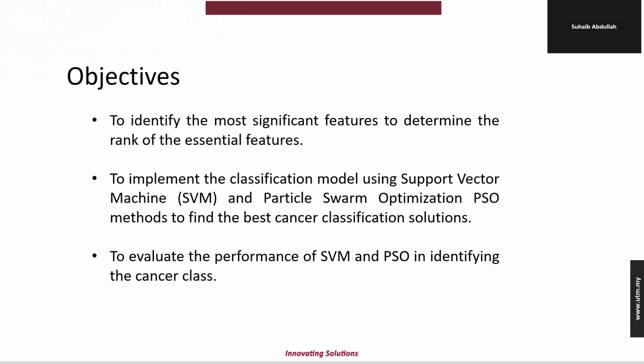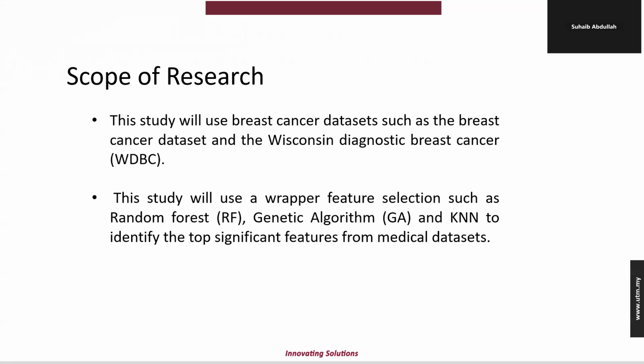And then another objective is to implement the classification model using support vector machine and particle swarm optimization method to find the breast cancer classification solution. And finally, the last one is to evaluate the performance of SVM and PSO in identifying the cancer class. Up next is scope of research.